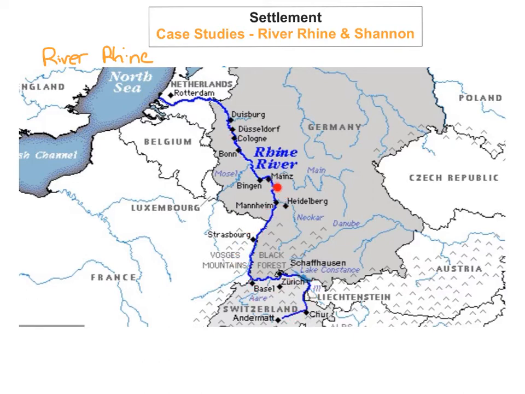The reason for this is because we know from looking at OS maps, and from looking at population and settlement, that you always get settlement along rivers, because in the past rivers were very important to people. They were used for transport. They were a source of water, they were a source of food by catching the fish, and a place where people could go and wash themselves. So rivers were very important to people in the past, and this is why settlement usually began and started up along rivers.